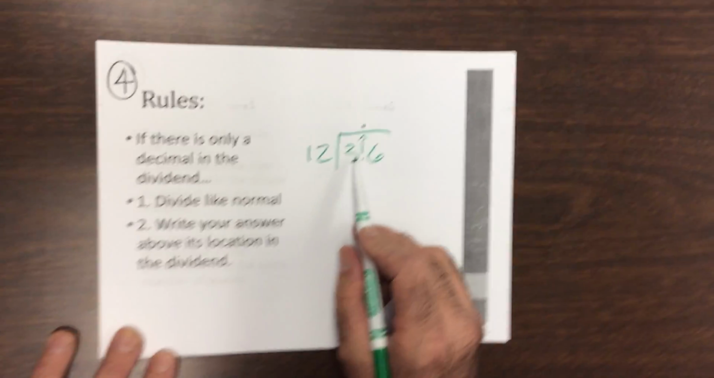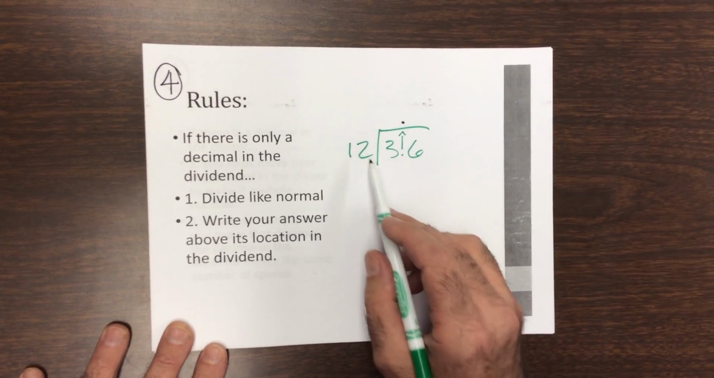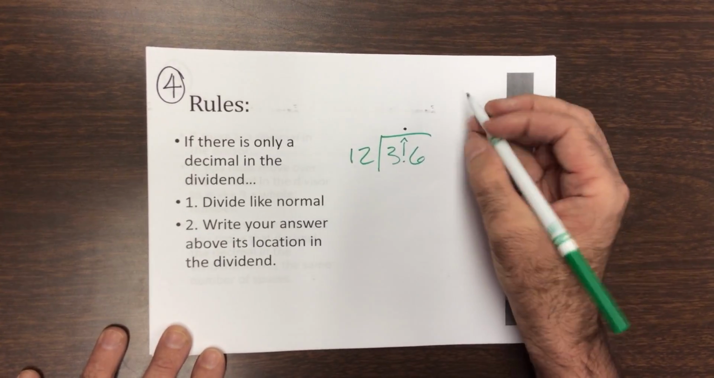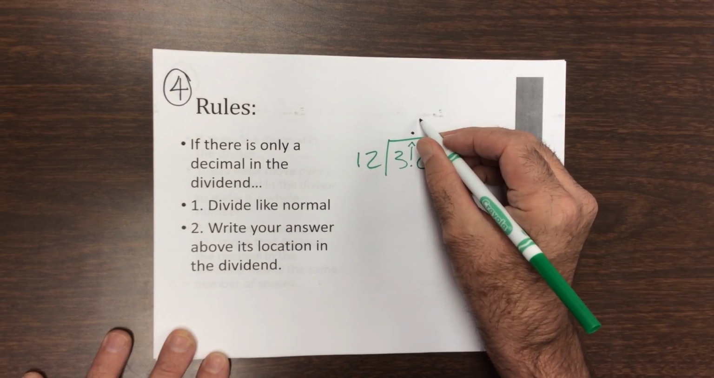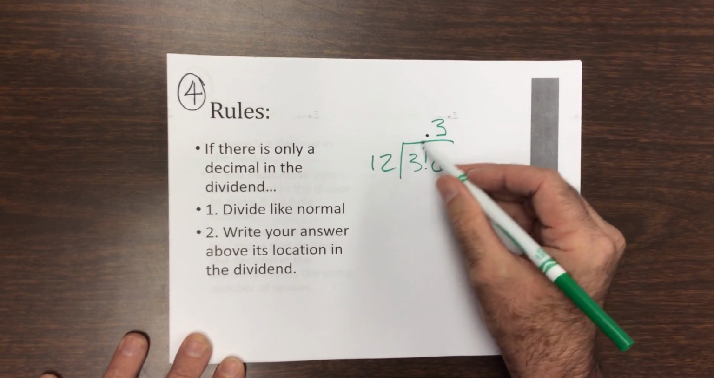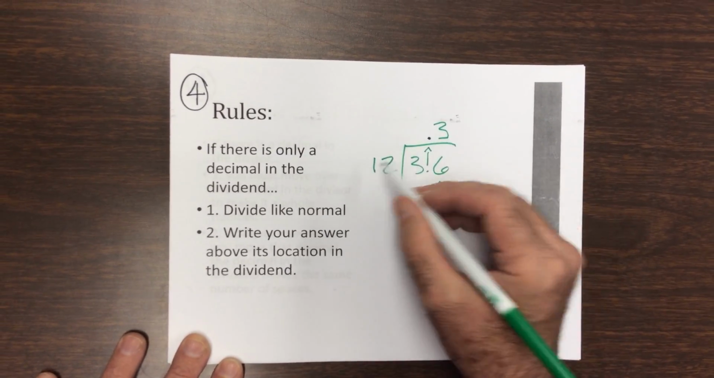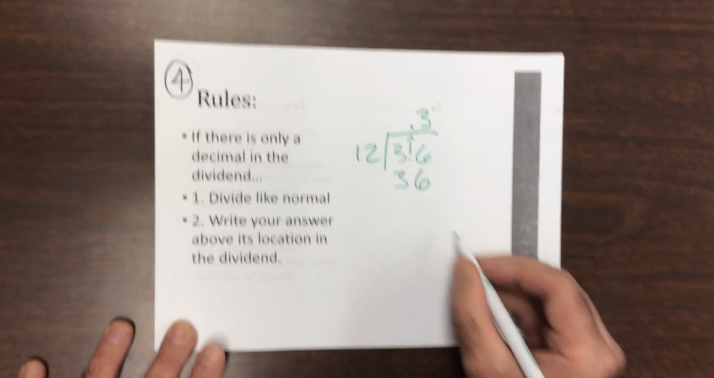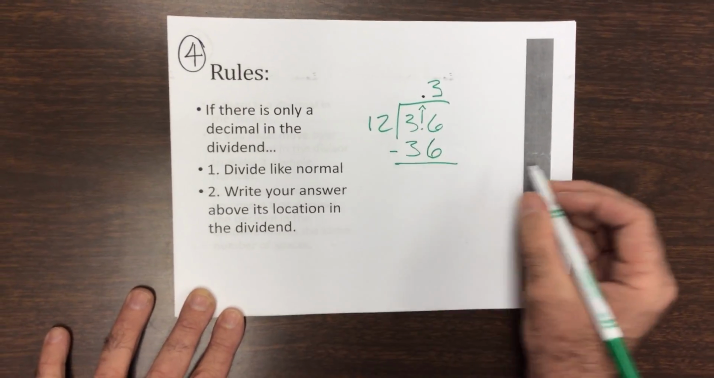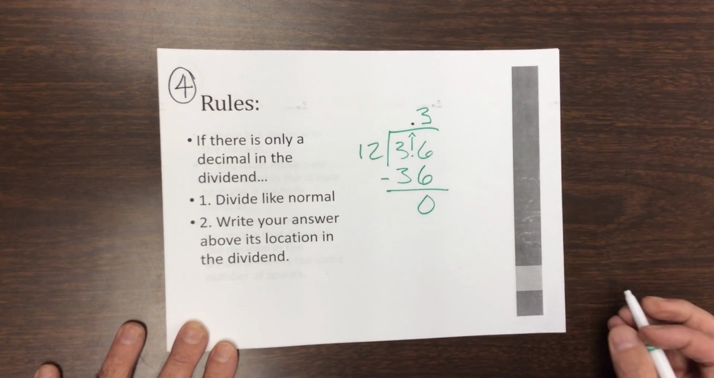12 does not go into 3, but it does go into 36 evenly. 12 goes into 36 actually 3 times. So we're going to put 0.3, and then we're just going to multiply. 3 times 2 gives us 6. 3 times 1 is 3. And then we're going to subtract. 36 minus 36 gives us 0.